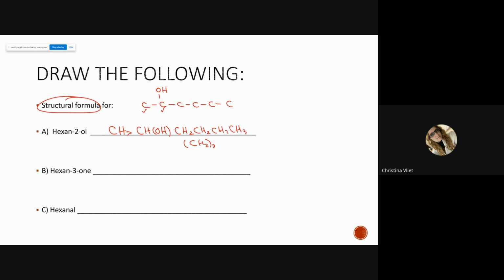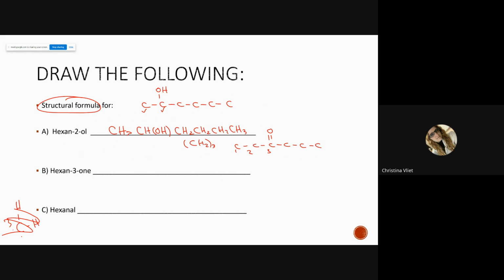Let me check. Because they interpret that as 3 of those. That's what they interpret it as. So no. All right. Hex and 3-one. What do we do? Okay, so 1, 2, 3, 4, 5, 6. What does one mean? Double bond O. Carbon 3. So far, so good? Yep.